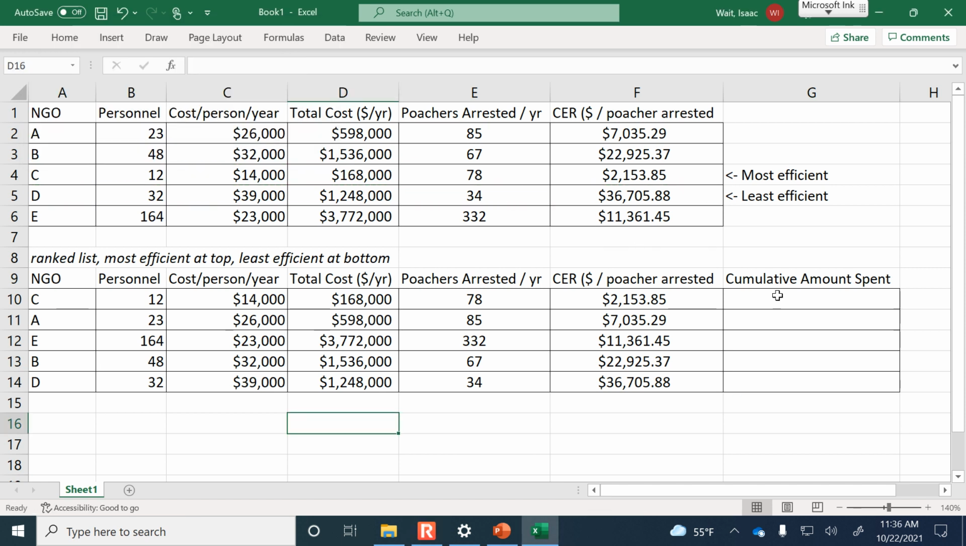Okay, I'm going to do this last column now, the cumulative amount spent. So if you're only operating organization C, then that means you're just spending the $168,000 a year. So it's just that total cost over on the left side. But if you're doing A and C, if those are both in operation, then it is the total cost for organization A plus the amount from organization C. So that's one way to do it.